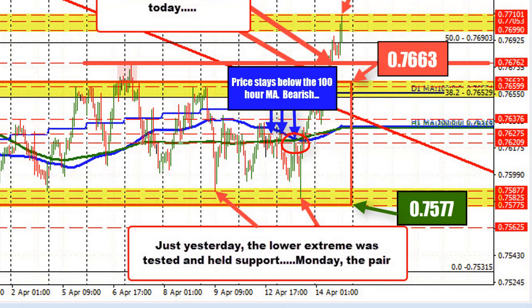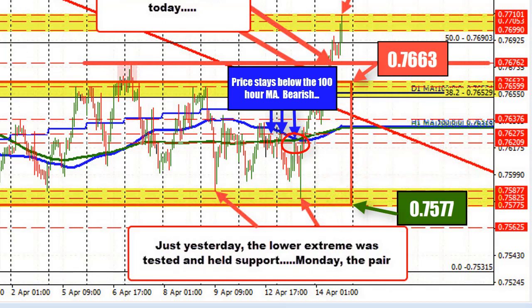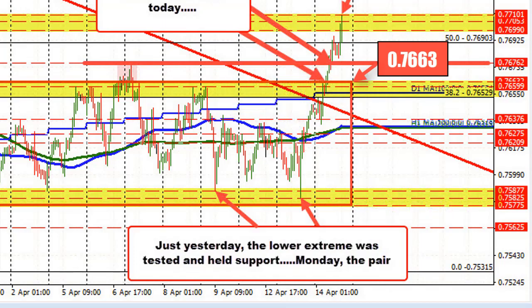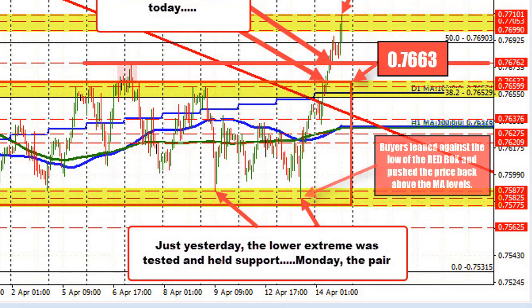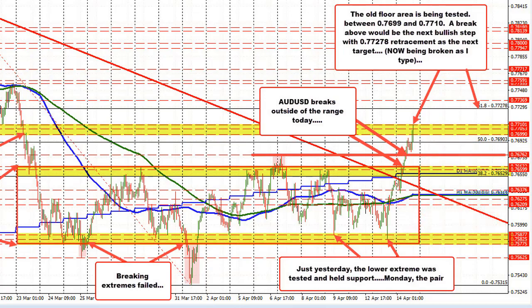The price did move below the Friday low of 0.75877, but could not complete the move outside the red box below the 0.7577 level. That was key. That could not be done. So buyers leaned against the low of the red box, and when the price started to move back above the 100 and 200-hour moving averages later in that day, the bias shifted more to the upside. Buyers are more in control.